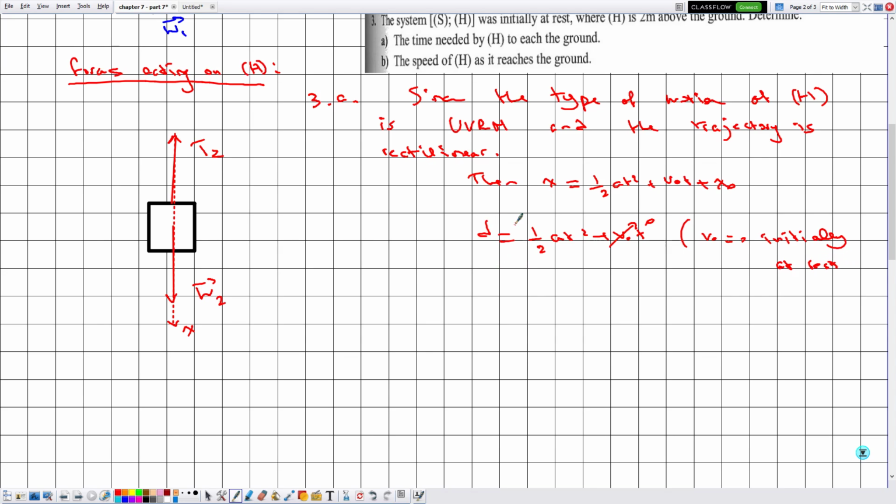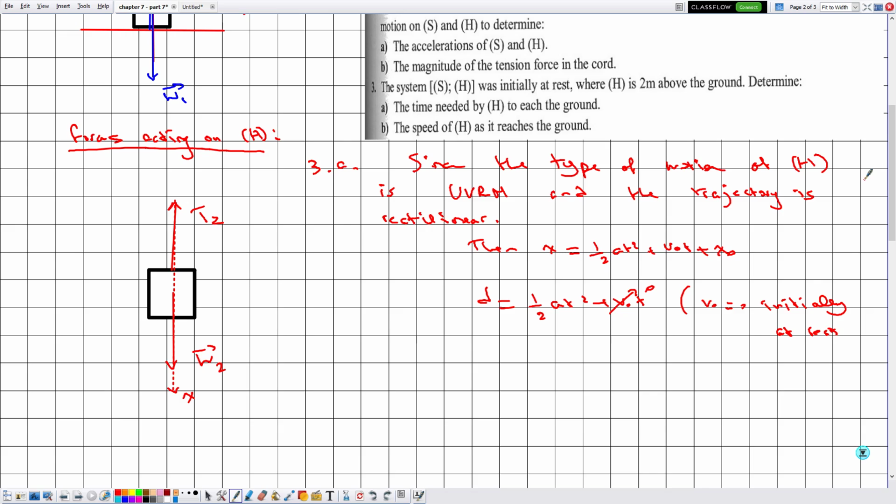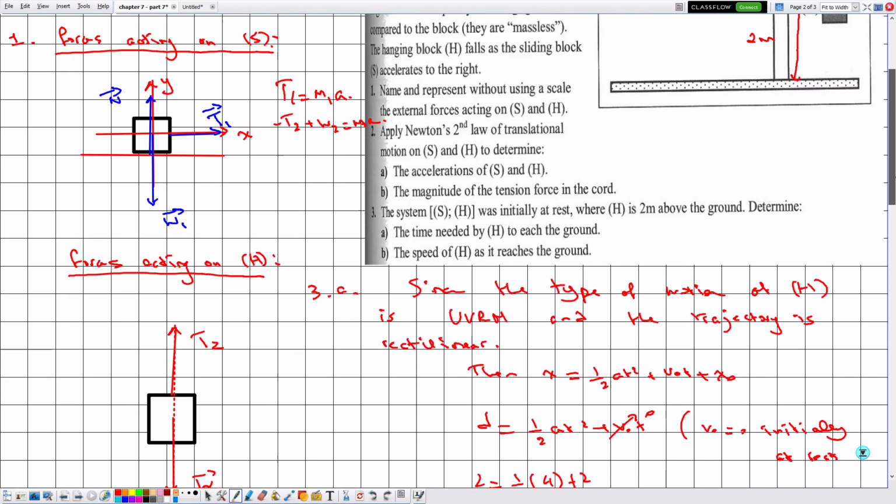The value of d is 2. The value of acceleration is 4. So simply the value of t squared is given by 1, so t is equal to 1 second, taking the positive solution because time always evolves and it is positive.